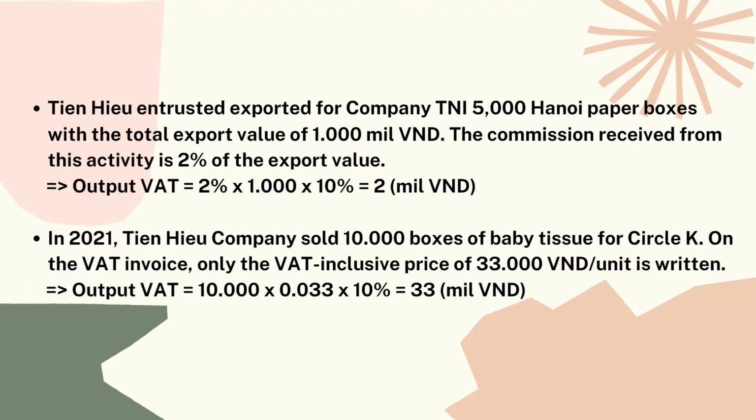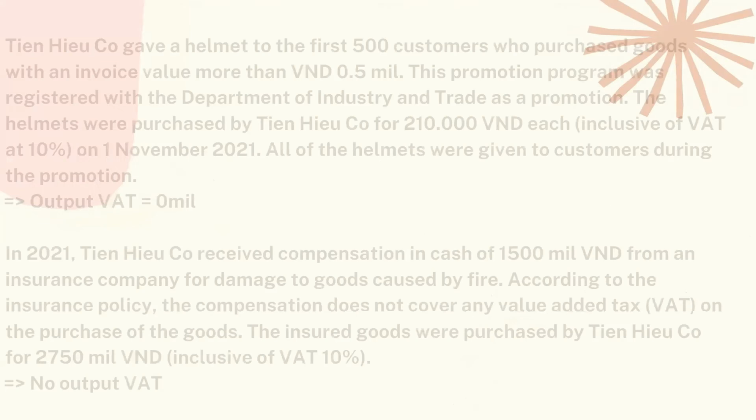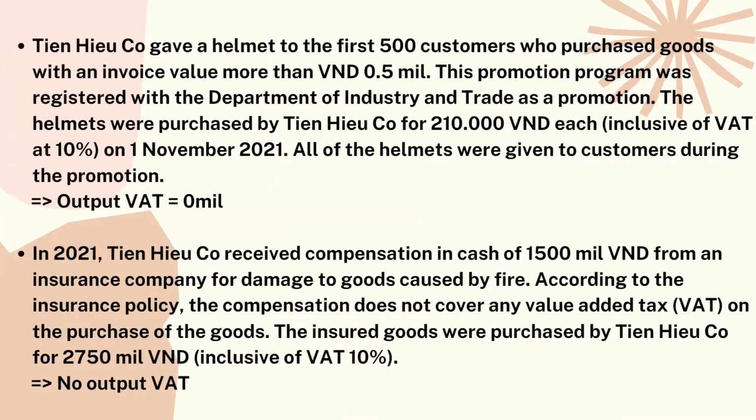And in this year, Tiền Hiếu company sold 10,000 boxes of baby tissue, and on the VAT invoice only the VAT inclusive price of 33,000 VND each unit is written. So output VAT equals 33 million VND. And the other outputs of the company will be presented by Hồng Anh.